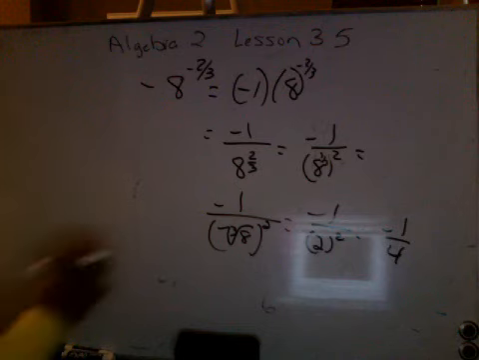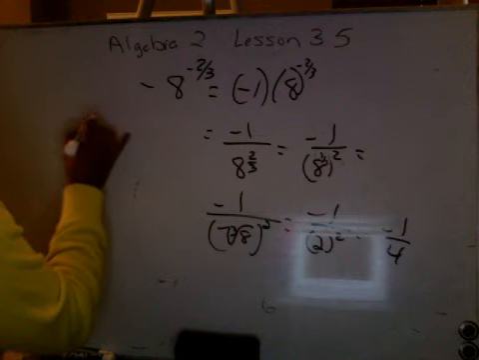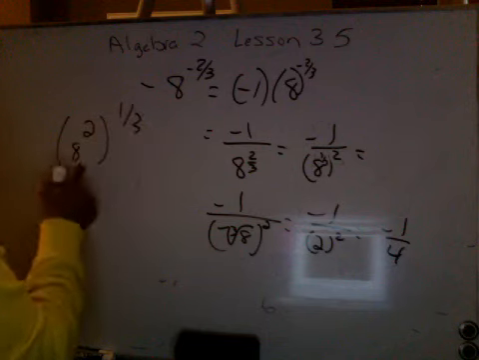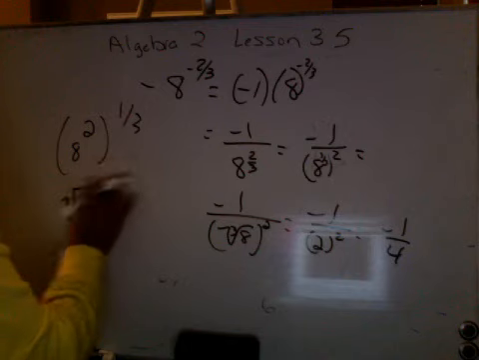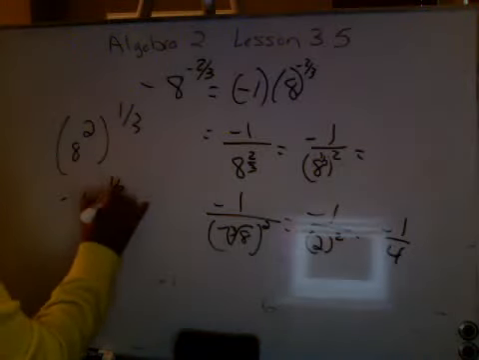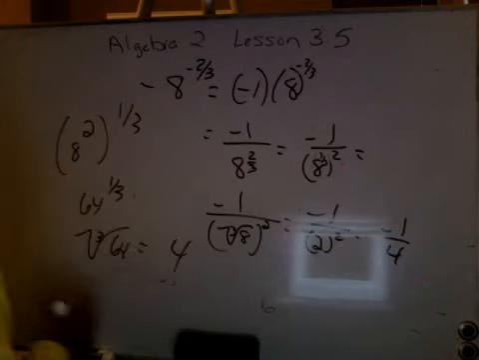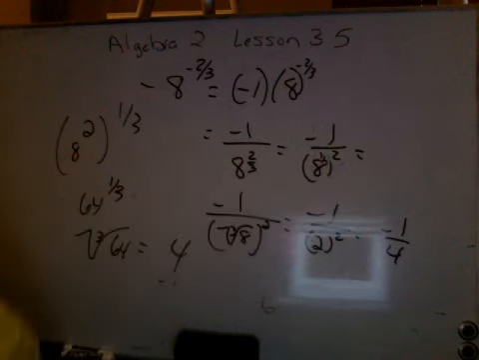So you simply just have to break it down. I could have done 8 squared to the 1/3. 8 squared is 64, and then raise 64 to the 1/3, which is the cube root of 64, which will give me 4. I could have done that, but this was easier because I know the cube root. I like to work with smaller numbers, and I know 8 is a cube. All right, that is it for this lesson.